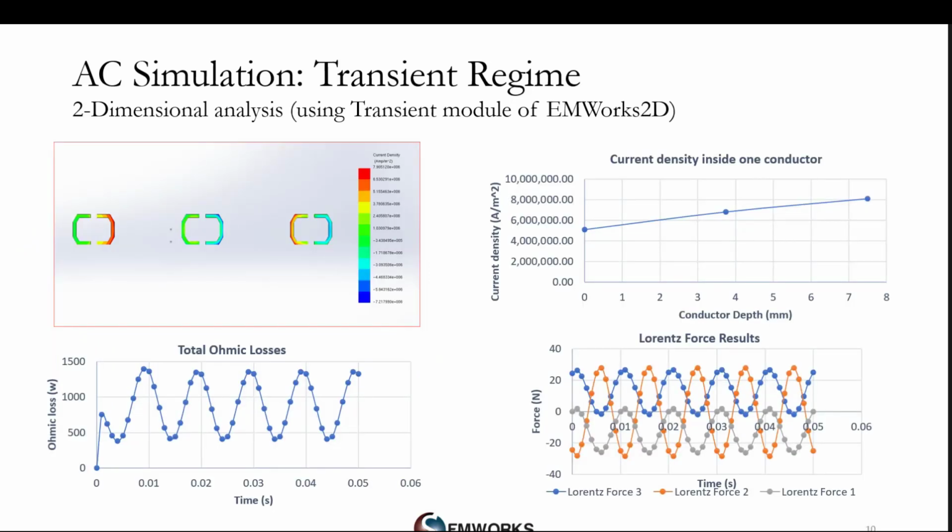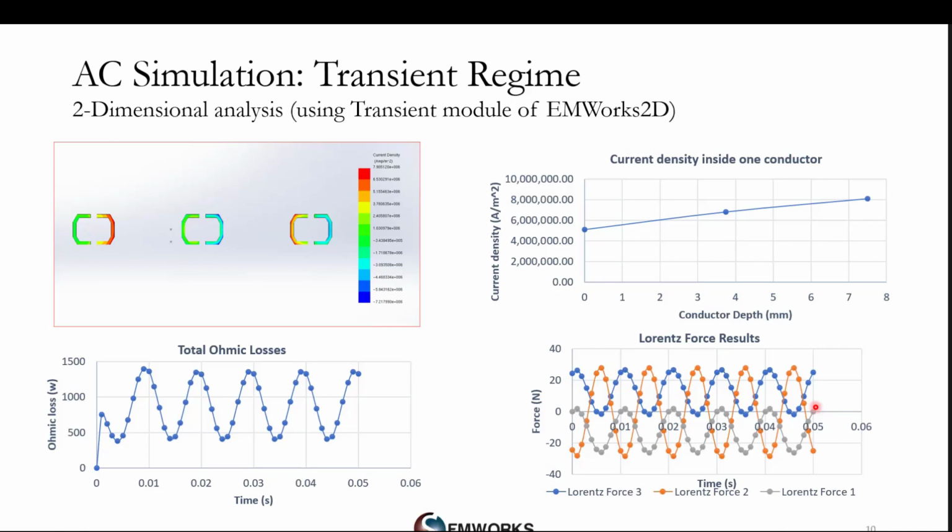As can be seen from the top left figure, the current density has a non-uniform distribution along the conductor's thickness, and this can be confirmed by this plot. You can see the current density inside one conductor increases with the conductor depth, so it is not uniform, it varies. This behavior is due to the proximity effects caused by the other busbar phases. The impact of skin effect is neglected here since the frequency is low and the skin depth is big enough compared to the conductor's geometry. The total ohmic losses are represented by this figure. It oscillates between 500 watts and 1500 watts, and the loss forces are represented by this right bottom figure.